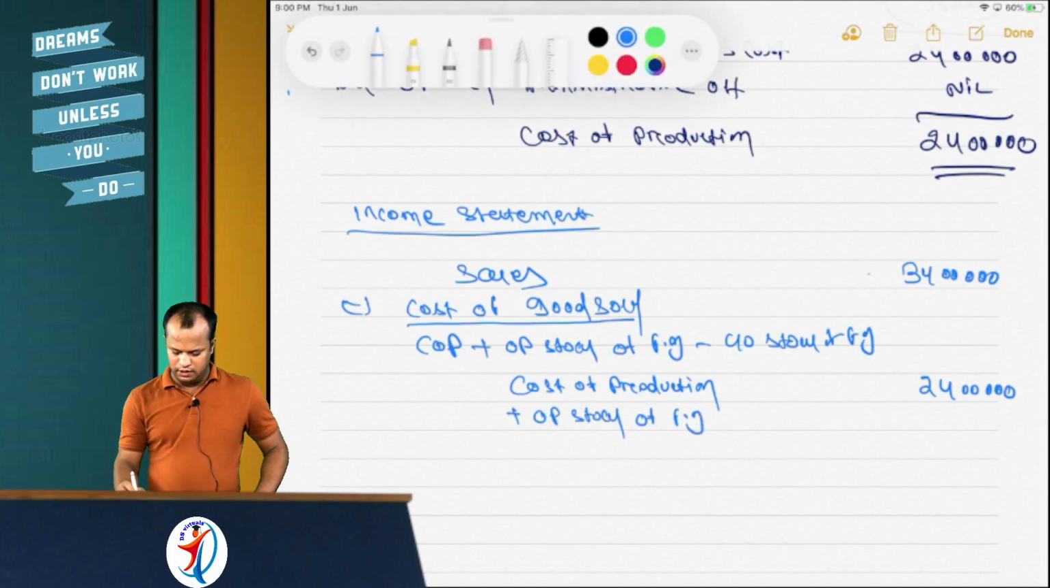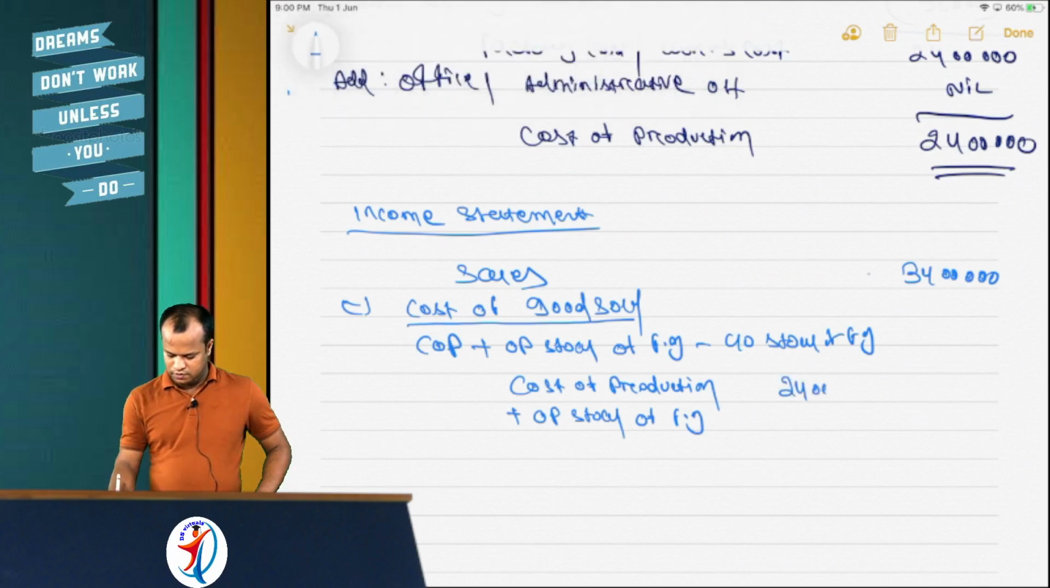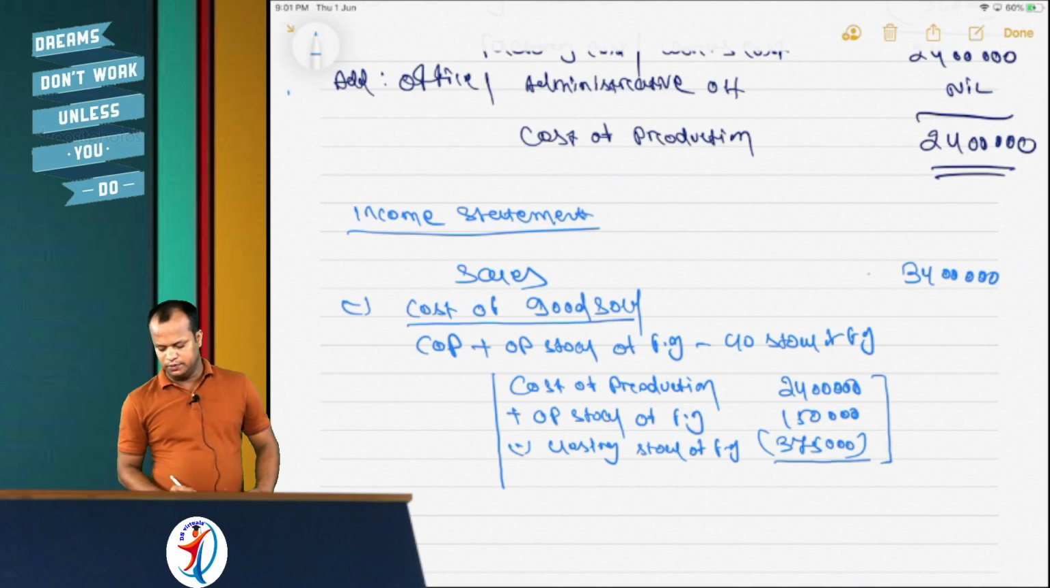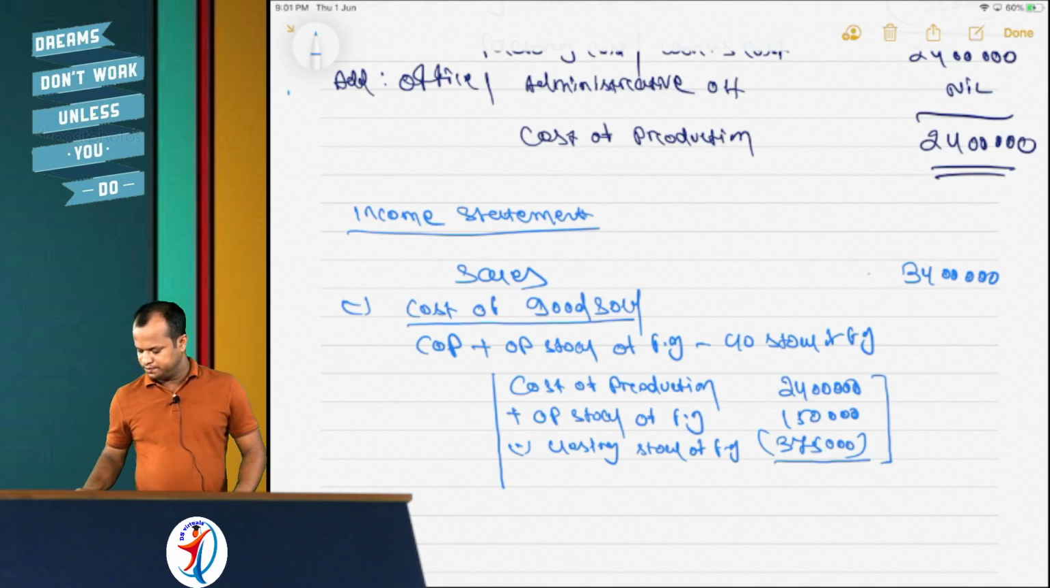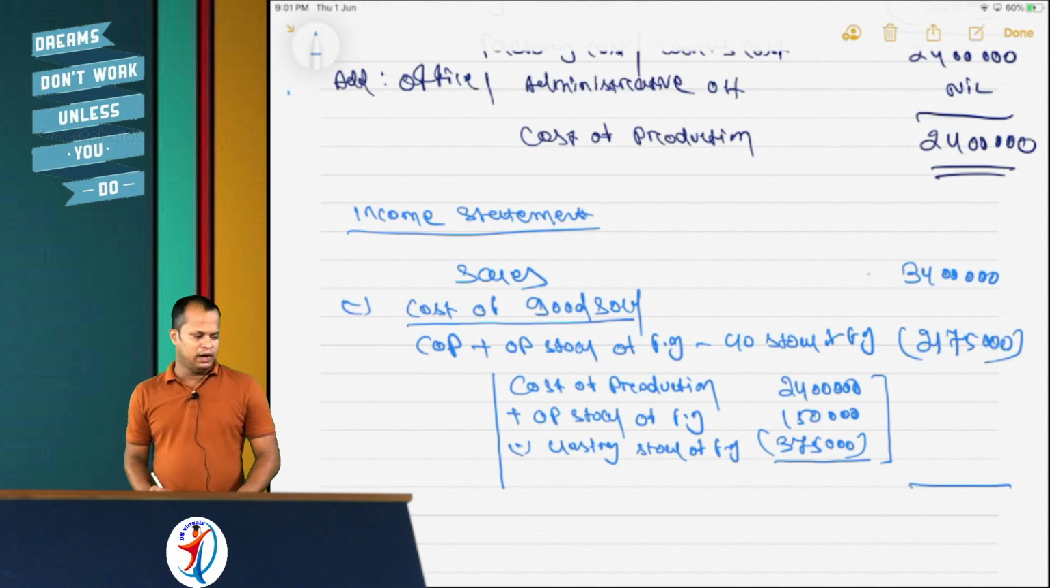I am writing in inner column. This is my working. Opening stock of finished goods is 1,50,000. Minus closing stock of finished goods 3,75,000. Tell me what is cost of goods sold? Sir, 24 lakh plus 1,50,000 minus 3,75,000. Sir, it is 21,75,000.